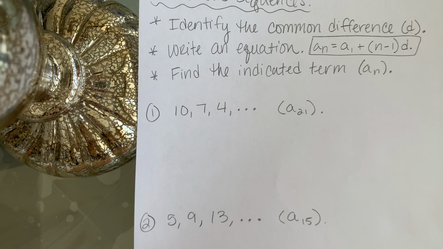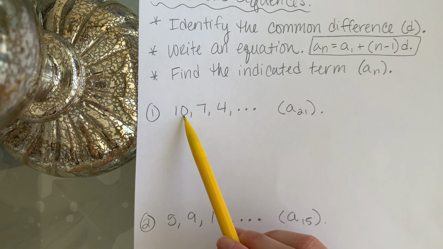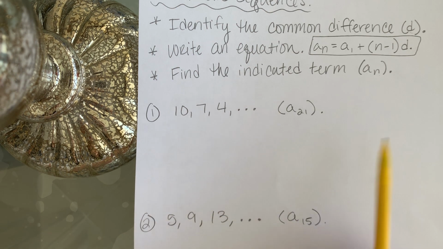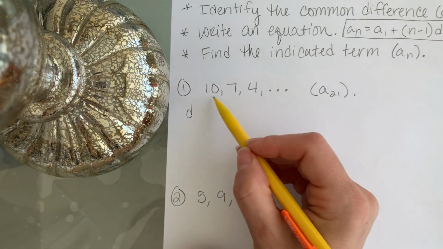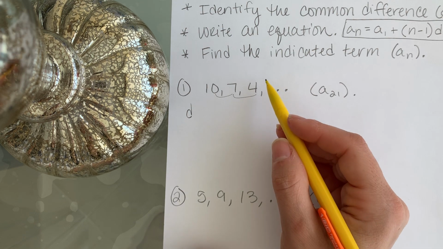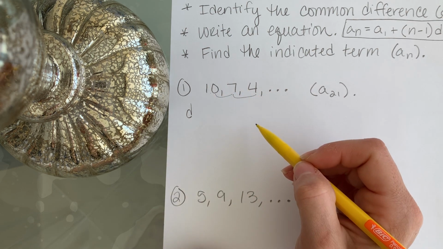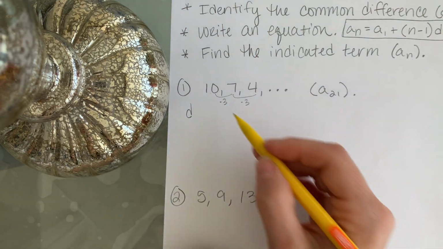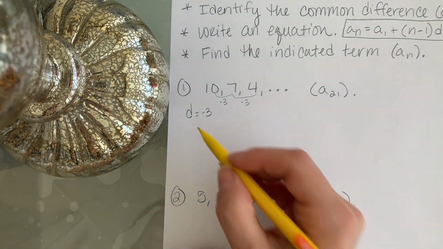So we have 10, 7, 4. And the numbers look like they're going down. So the first thing we need to do is find our common difference, d. What is the pattern from 10 to 7, 7 to 4? Well, that's going down by 3. They're the same, so your common difference is -3.